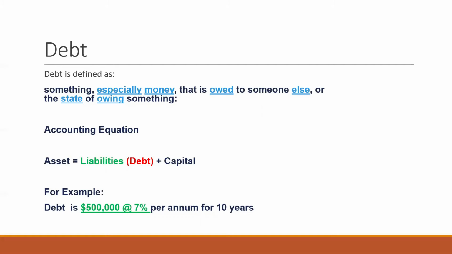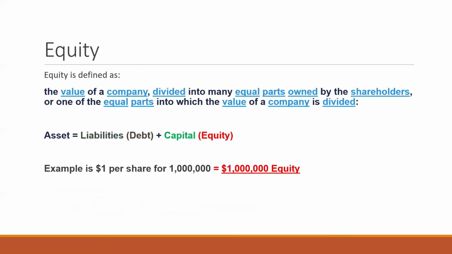But that's not the main thing that we're looking at. The main thing here is looking at the debt. So the debt is a component of the aggregate financial situation of a company. One proportion is capital, one proportion is debt, and the aggregate of the two is asset. But the debt being 500,000 at 7% per annum for 10 years is what we're going to look at and see even further what we can learn.